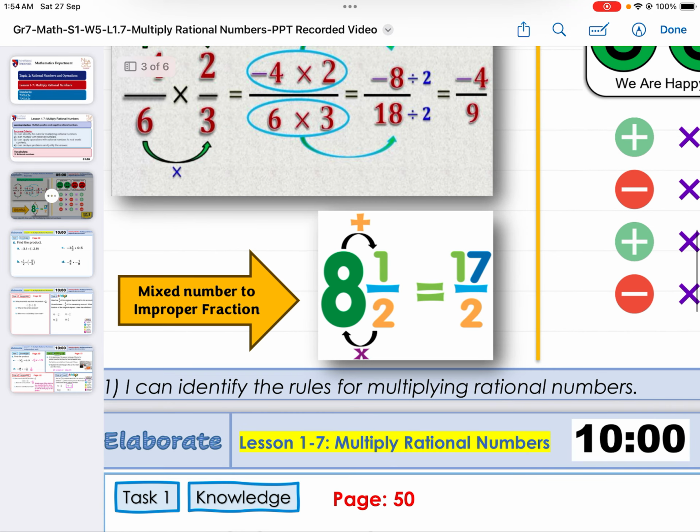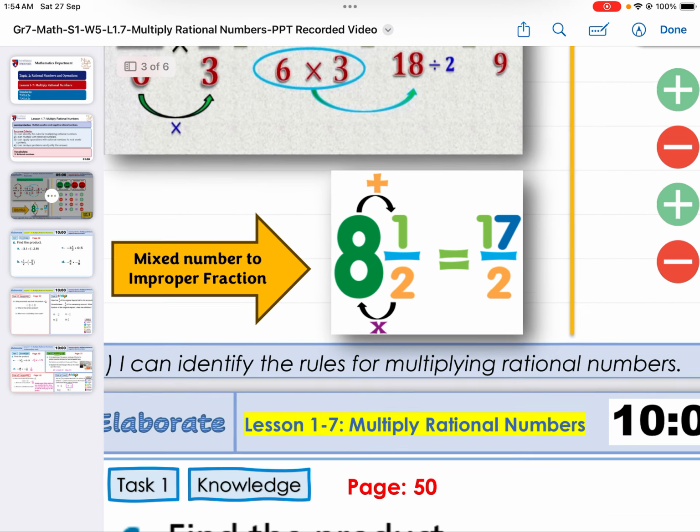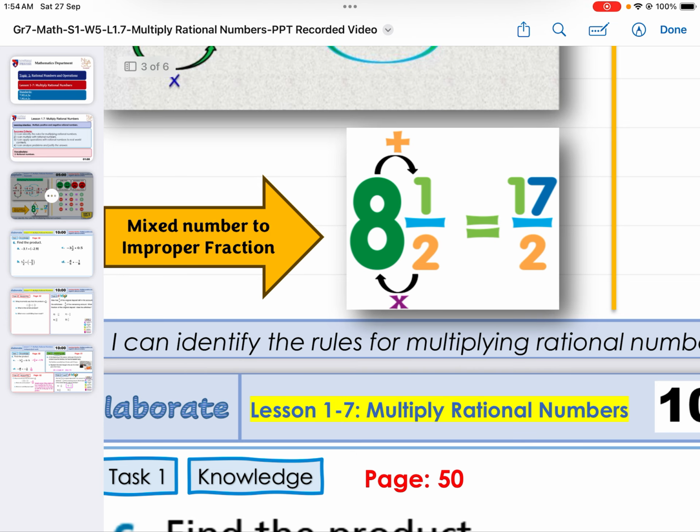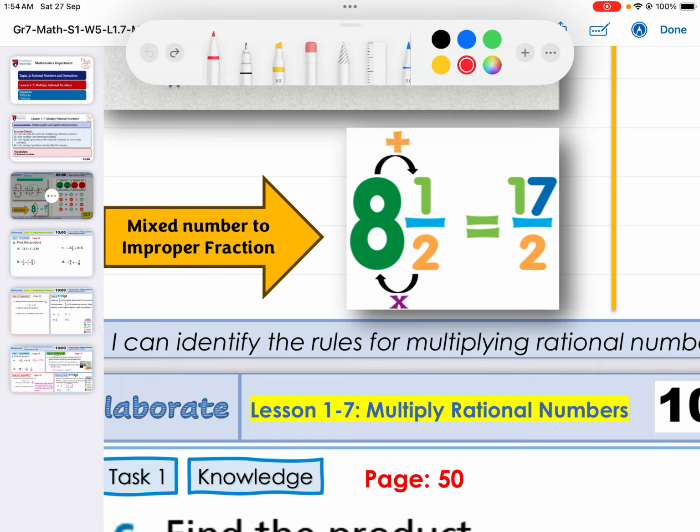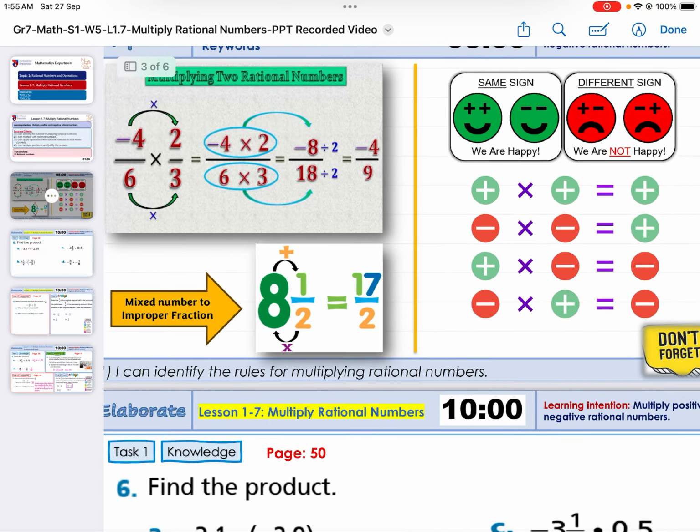Sometimes you have a mixed number. So here are the two steps that you should do before you multiply mixed numbers. You need to convert the mixed number into an improper fraction. Two easy steps: you multiply and add. So as you can see, 2 times 8, that's 16, plus 1, that's 17, and the denominator stays the same.